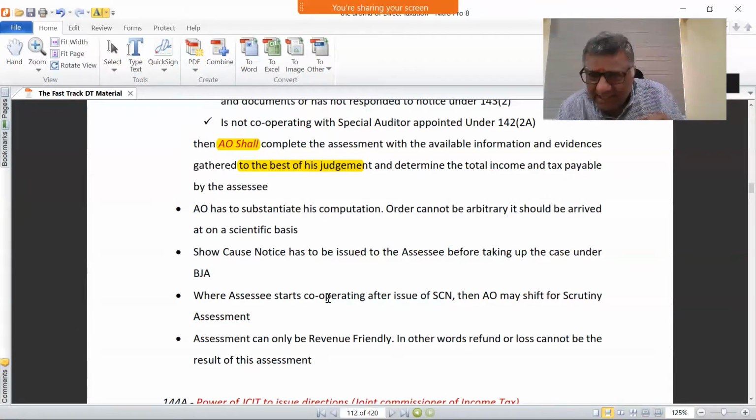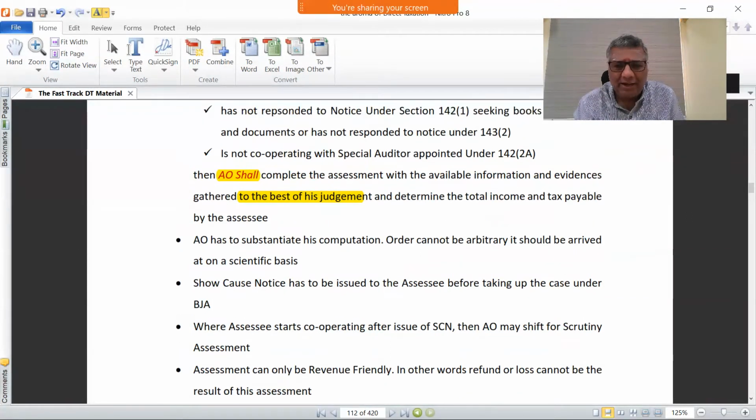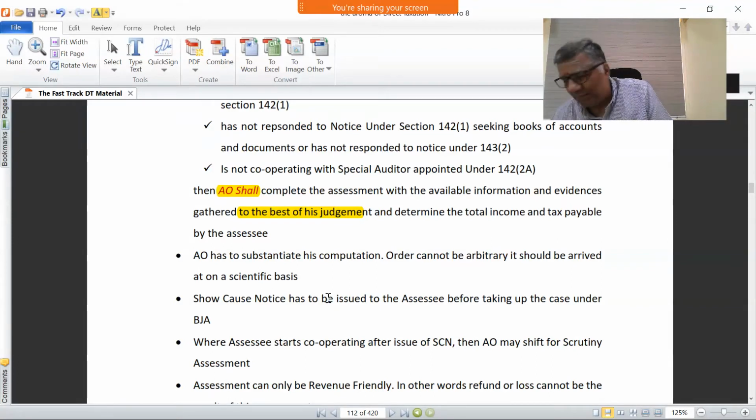Assessment under this section 144 can only be revenue friendly. It cannot result in refund and all. If it is a refund, why will the assessee not cooperate? It can only be revenue friendly.